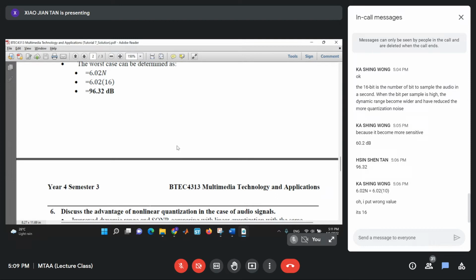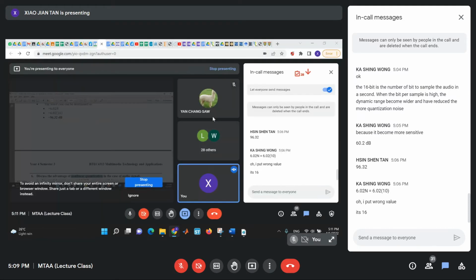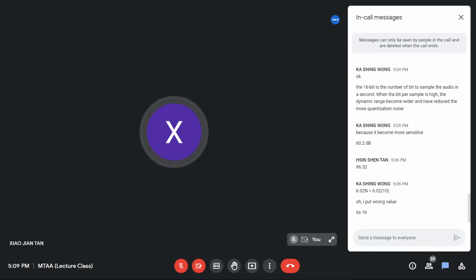Discuss the advantage of non-linear quantization in the case of audio signal. I think this one is in the lecture notes as well. Why do we use non-linear? Let me get someone. Are you there? Maybe you can share the answer. This one I think it's okay to share in the chat box.